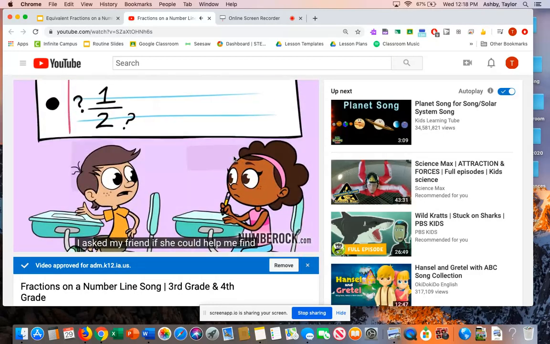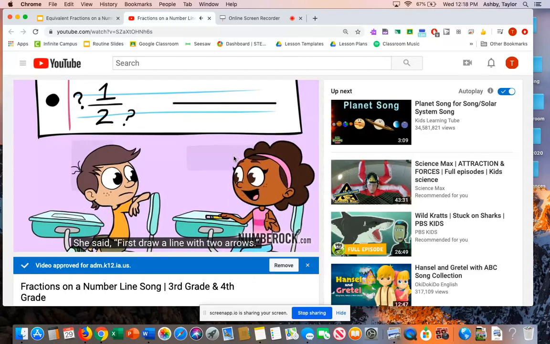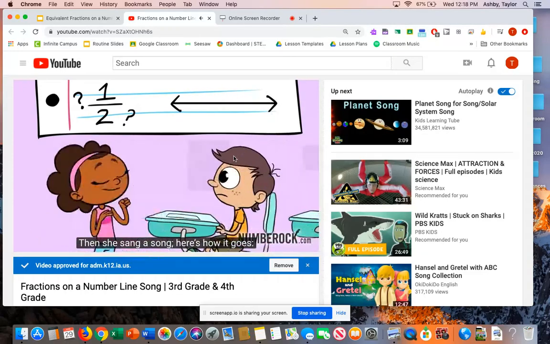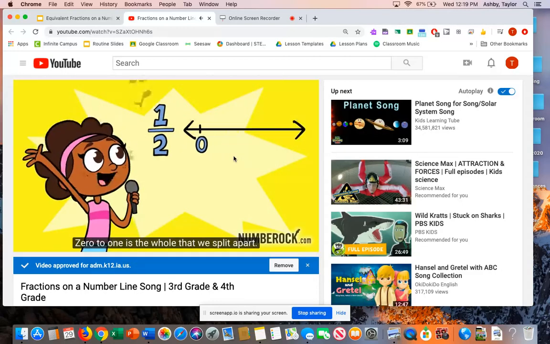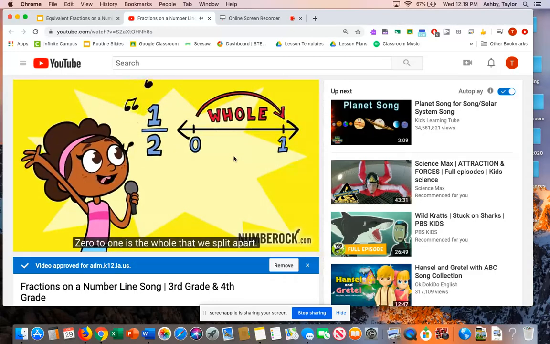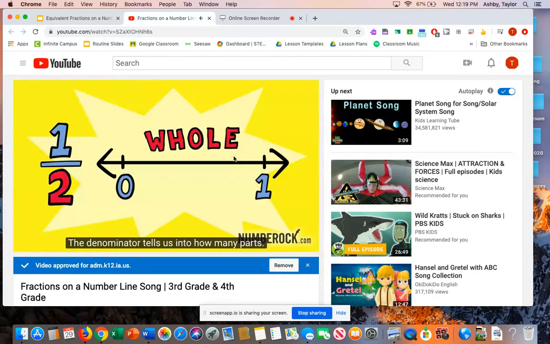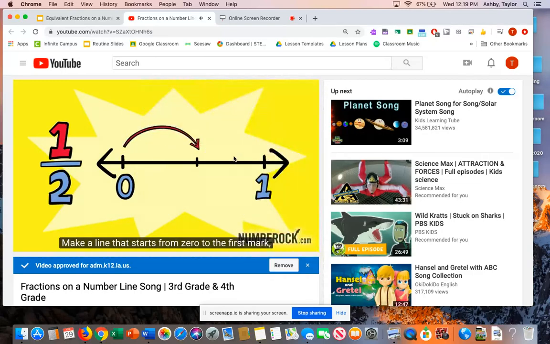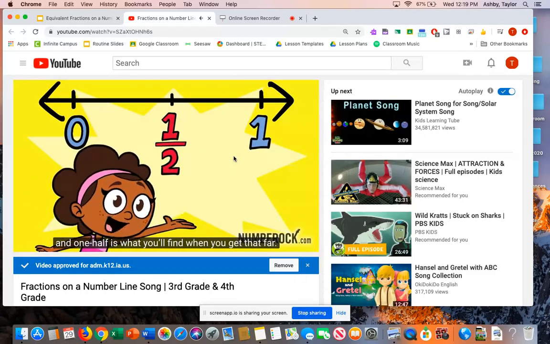Asked my friend if she could help me find where to write 1/2 on the number line. She said, first draw a line with 2 arrows. Then she sang a song. Here's how it goes. 0 to 1 is the whole that we split apart. The denominator tells us into how many parts. Make a line that starts from 0 to the first mark. And 1/2 is what you'll find when you get that far.